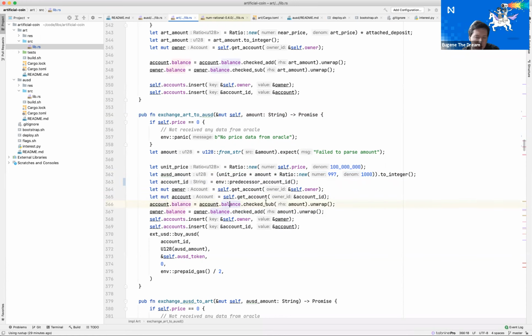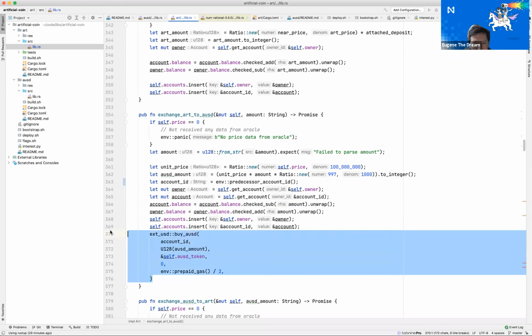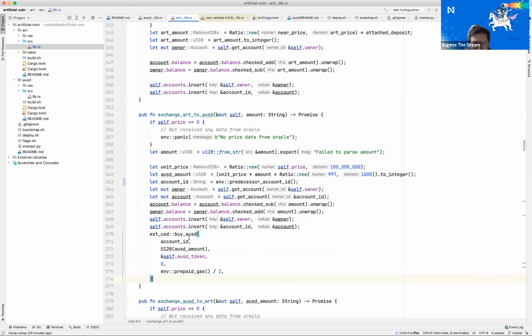Okay, owner balance, we decrease by amount, account balance, owner increased by amount, then save both of them, and then we issue AUSD for the AUSD amount of the tokens and give half of the gas. So this is not very secure because if I don't attach enough gas, this will run out of gas and kind of not get the tokens. So the best way is to actually specify the amount of gas you want to use.